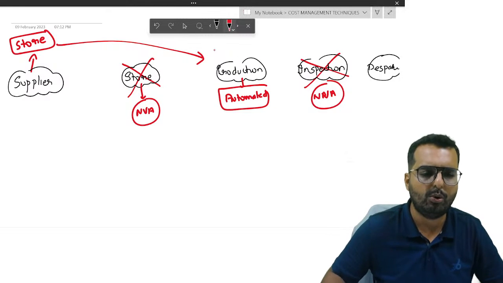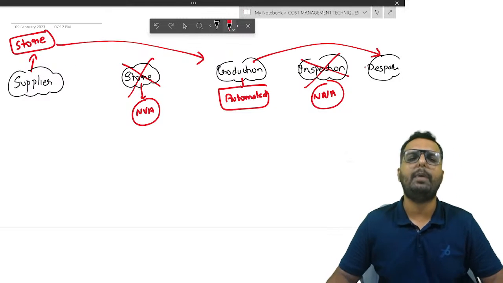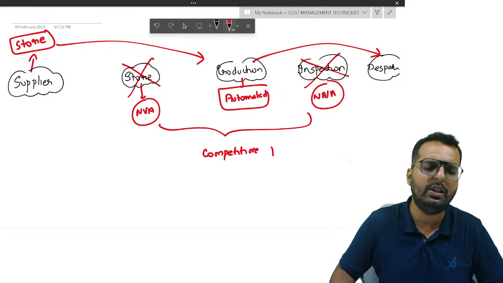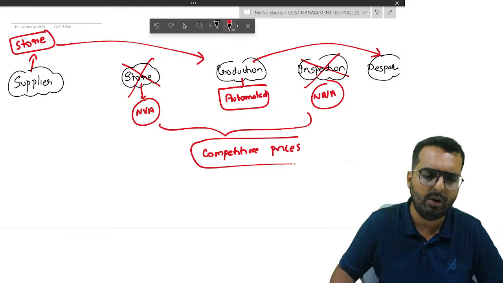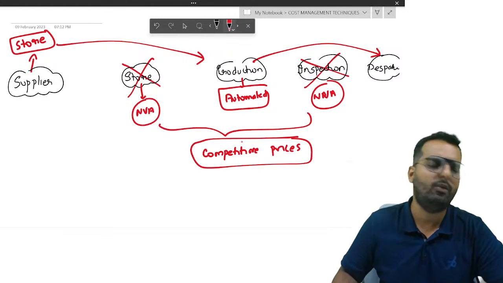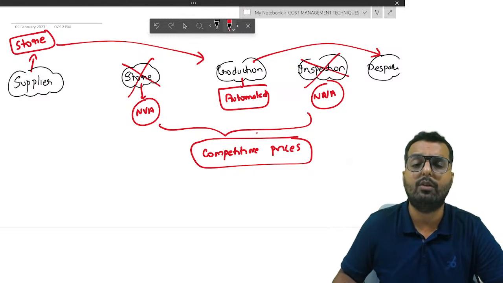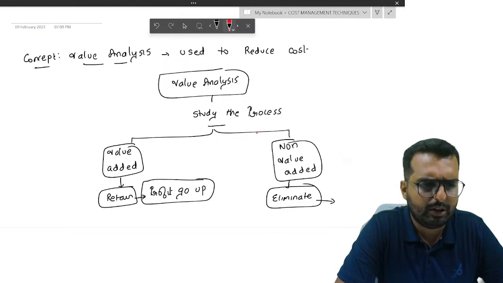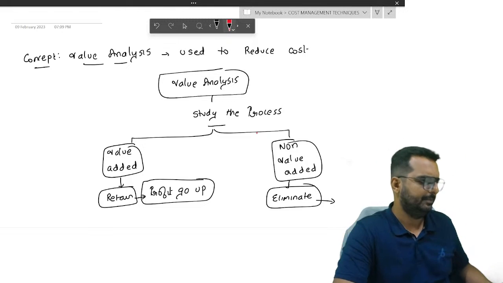So from store to production, production to dispatch. Friends, by removing this, Tata was able to give competitive prices, and all the other companies had to bend down in front of the game that Tata was playing. That is how Tata became one of the best steel companies in India. Can you scribble down this in your books now?